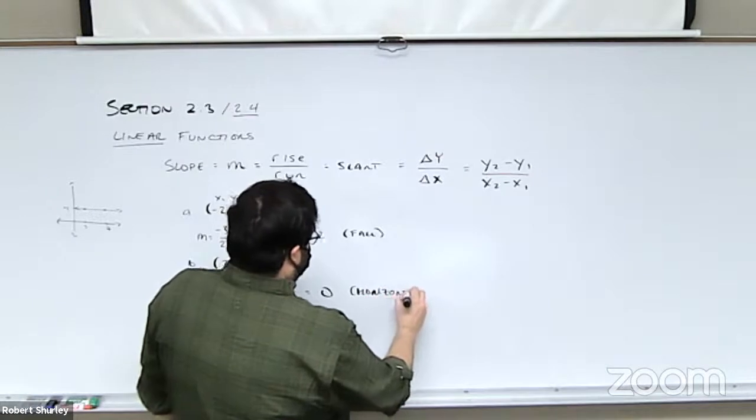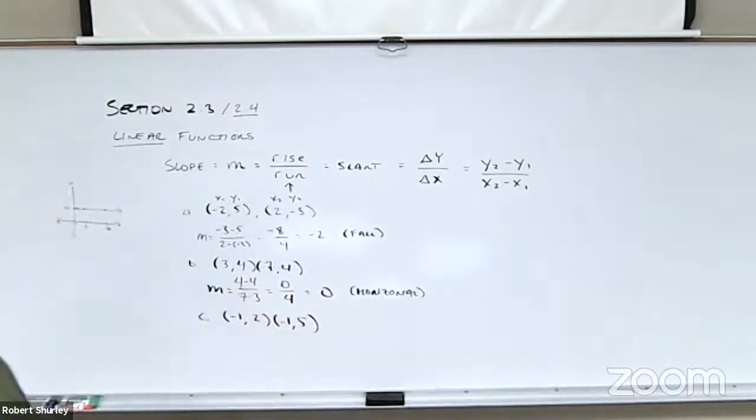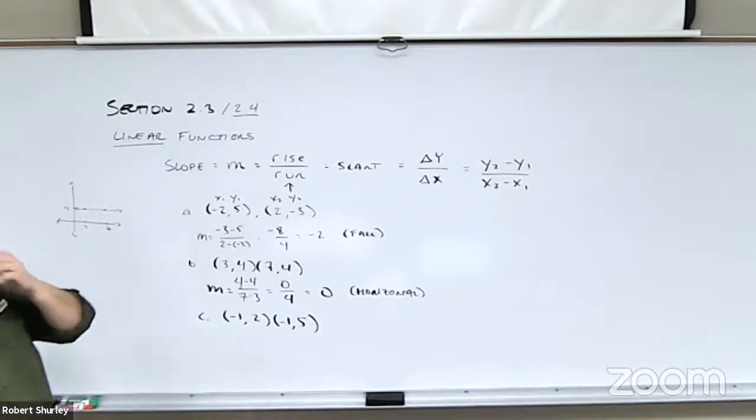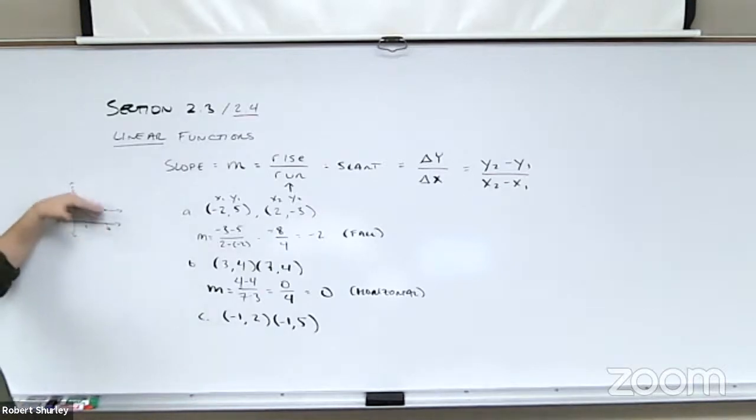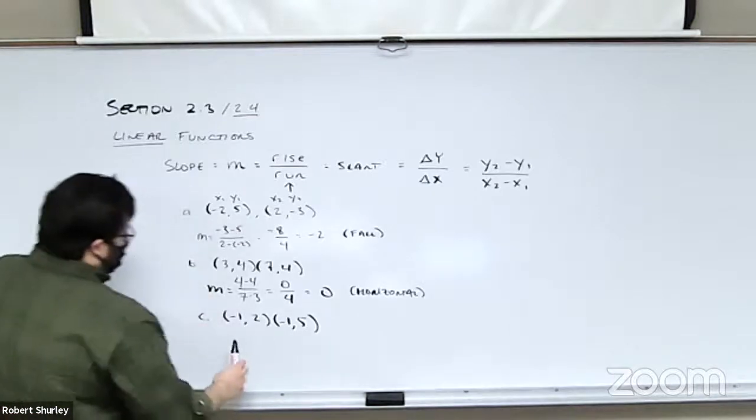And it turns out all horizontal lines will have a slope of 0, okay? All horizontal lines will have a slope of 0. And if you kind of think about this, the positive slopes are up and to the right. The negative slopes are down and to the right. Well, 0's in between the negatives and the positives. Okay, that's kind of a way to do it. Okay, so let's look at the last one.